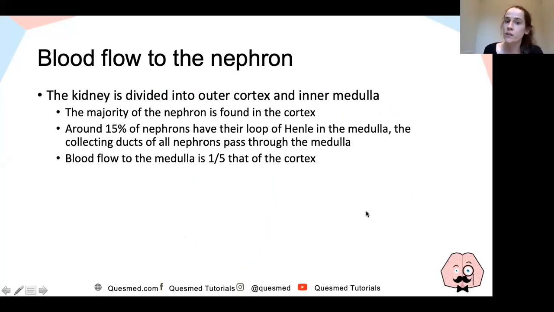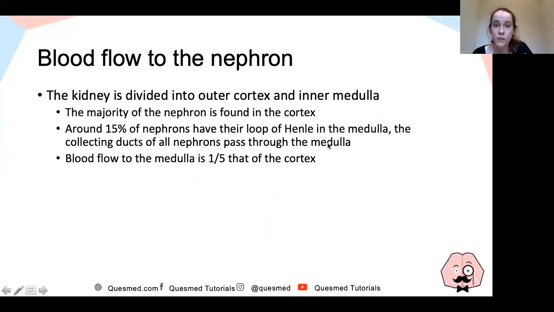And the majority of the nephron is found in this outer cortex. Around 15% of nephrons have their loop of Henle within the medulla, so that goes down right into the middle part of the kidney, okay? And the collecting ducts of all nephrons pass through the medulla.